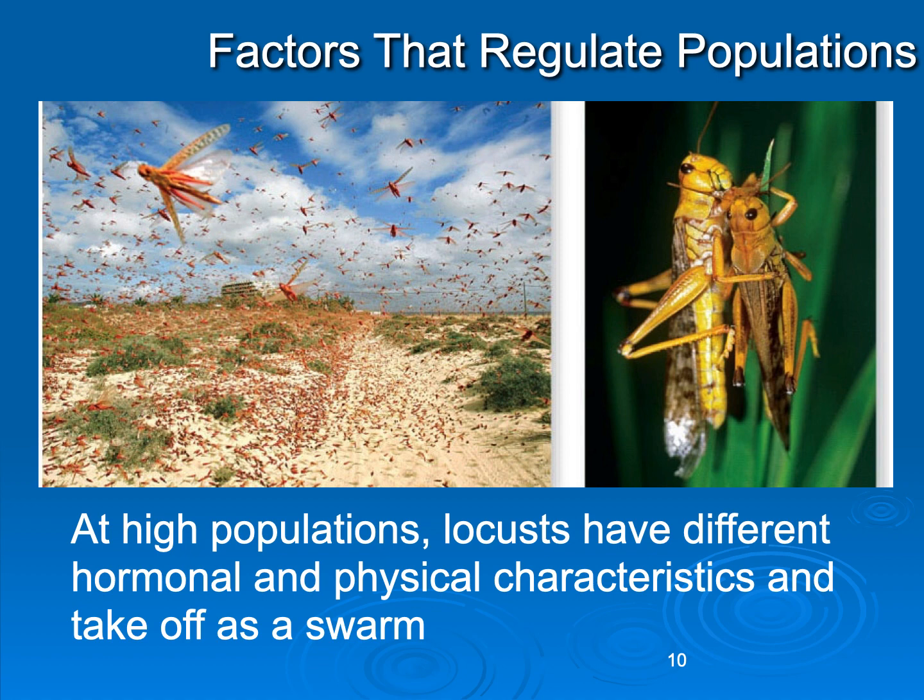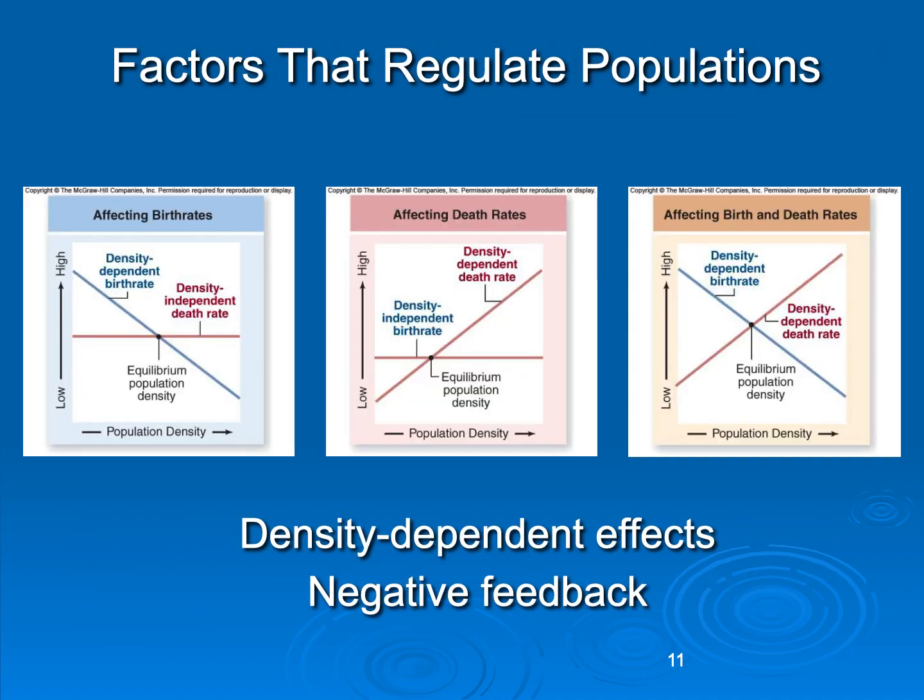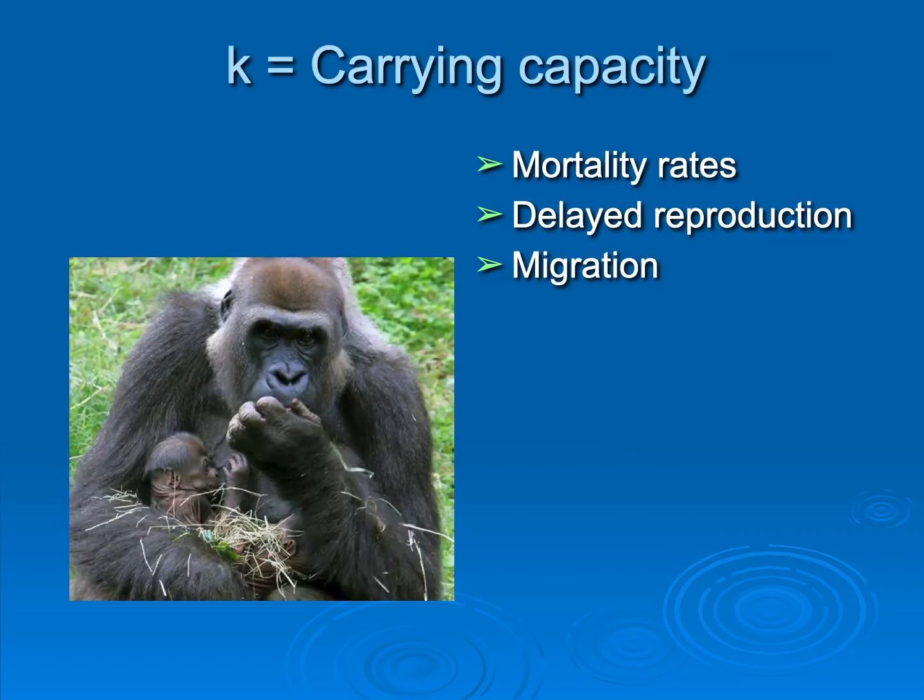So these factors that regulate populations can affect birth rates, they can affect death rates, they can affect both birth and death rates, and those things are density dependent, and so it acts as a negative feedback to keep the population at or below K. And so that's the carrying capacity. And also, not shown there is migration. Migration is a big thing.